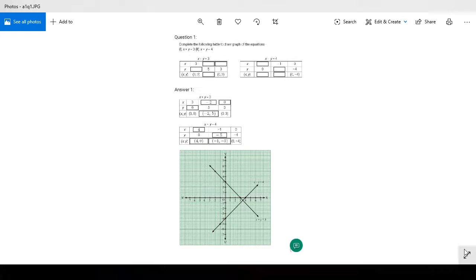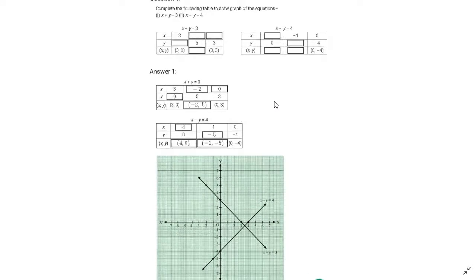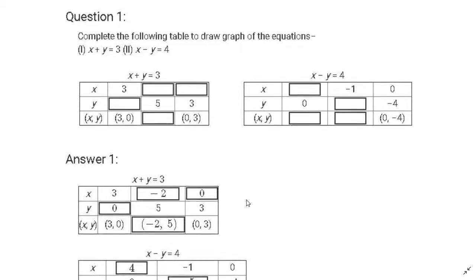So what is question number 1? Complete the following table to draw the graph of the equation. This practice set is upon the graphical method to solve simultaneous equations. And to solve the simultaneous equations, we need to draw these tables for each of these straight lines.